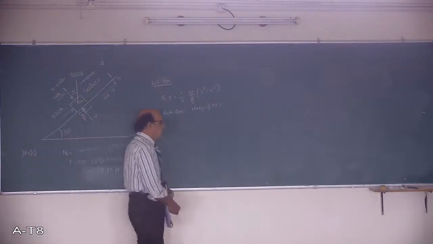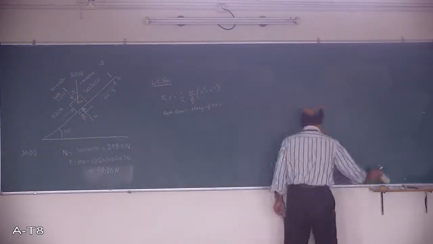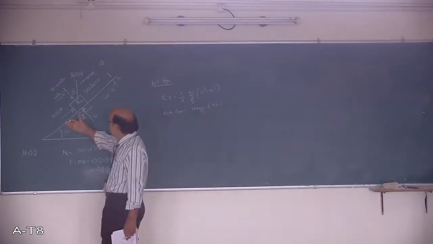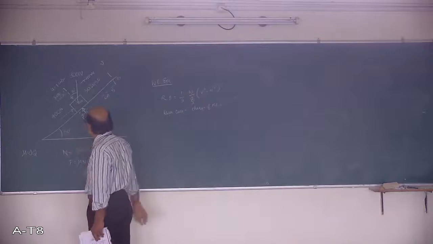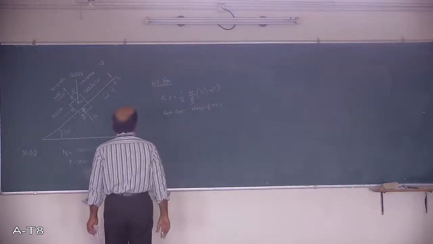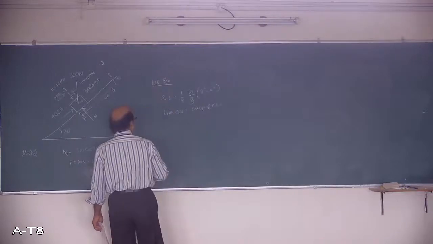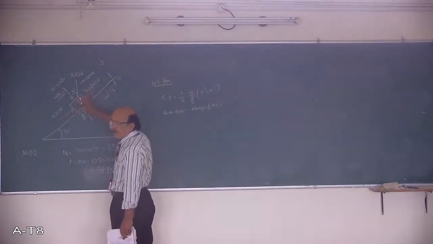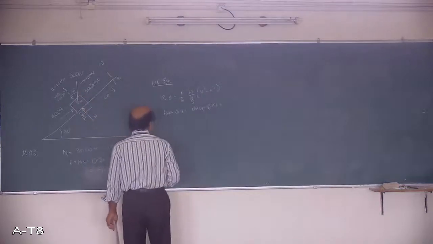You have the coefficient of friction and the friction force acting on it. The frictional force of 400 Newton is acting here, and 300 sin 30 is acting in this direction. Now, first of all, you need to find R. What is R? It is the resultant force acting parallel to the plane.